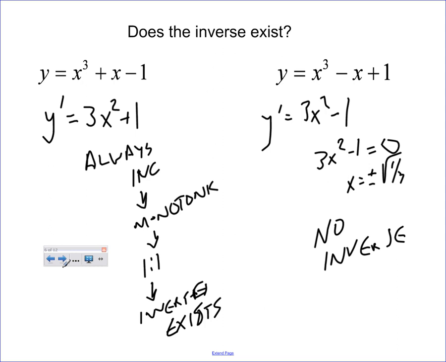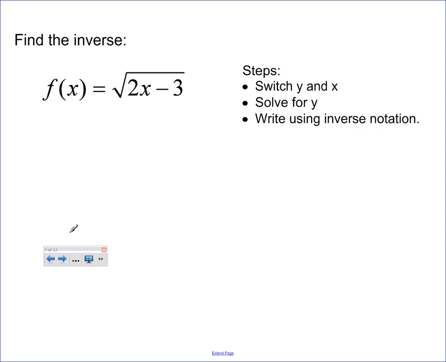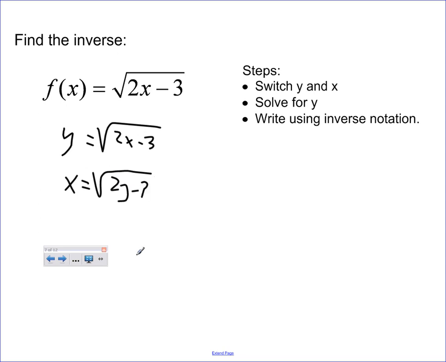Okay? How do we go about finding an inverse? Well, there's a couple of steps. Step 1, switch y for x. Step 2, solve for y. Step 3, write using inverse notation. So first, let's write this as y equals. y equals the square root of 2x minus 3. Then let's swap y and x. x equals the square root of 2y minus 3.